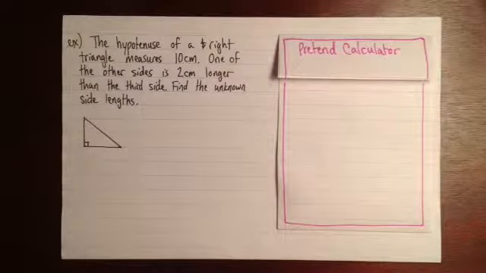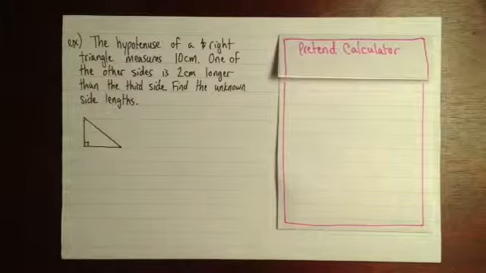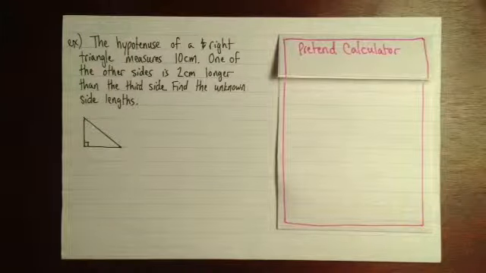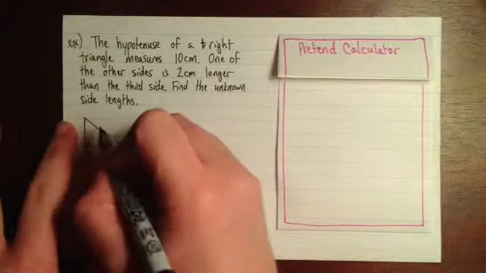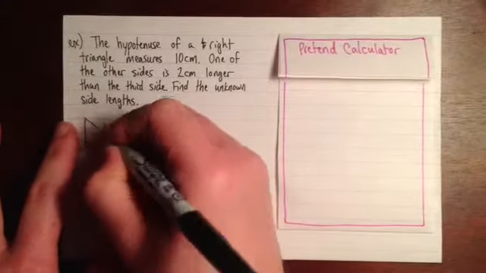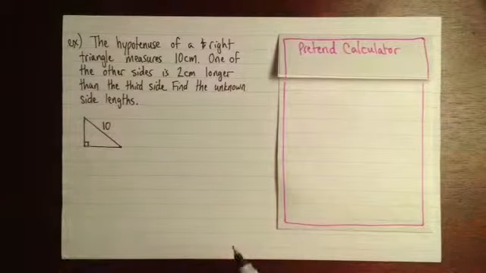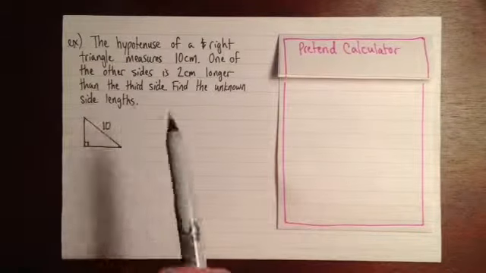Okay, the question says, the hypotenuse of a right triangle measures 10 centimeters. Remember, the hypotenuse is the longest side. One of the other sides is 2 centimeters longer than the third side. Find the unknown side lengths. Okay, so I drew a right angle triangle here. The hypotenuse measures 10 centimeters, so that's here. One of the other sides is 2 centimeters longer than the third.